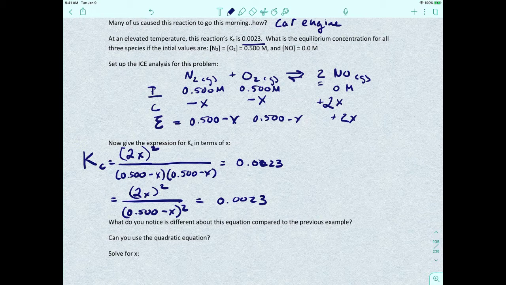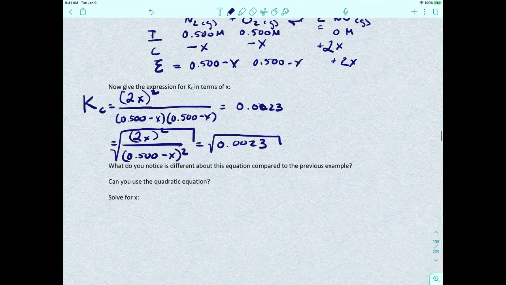So if we take the square root of the left-hand side, okay, that gets rid of our squares. But if we take the square root of the left-hand side, we also have to take the square root of the right-hand side as well. So by doing that, we get this expression, that 2x divided by 0.500 minus x is equal to the square root of 0.0023, which is going to be 0.04795.